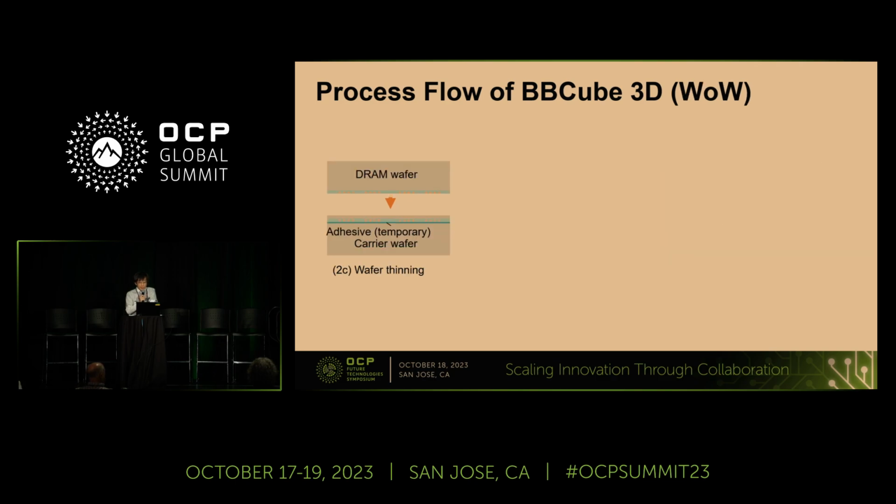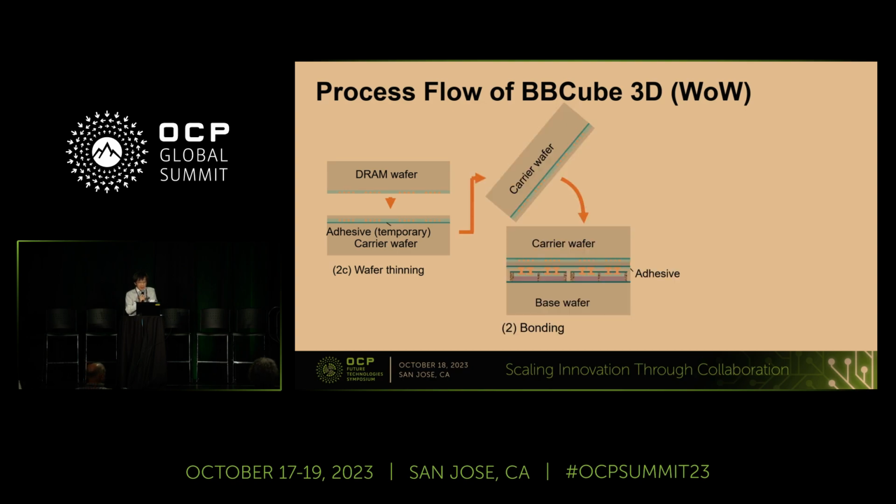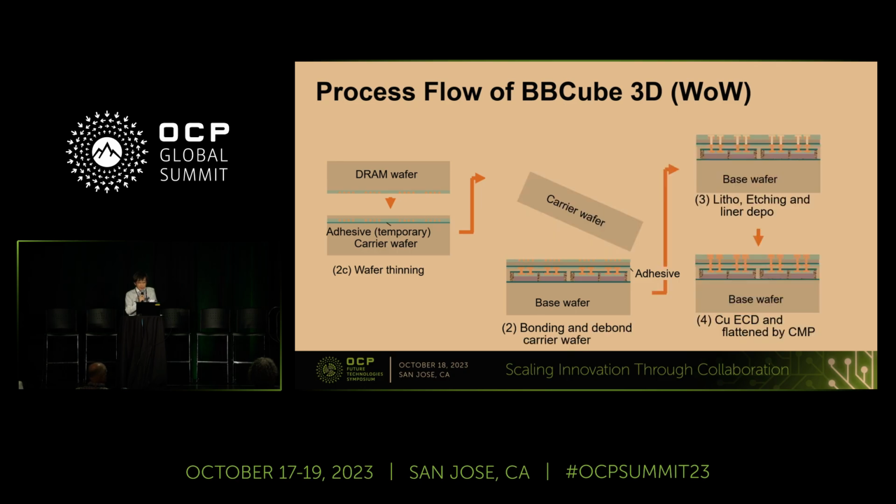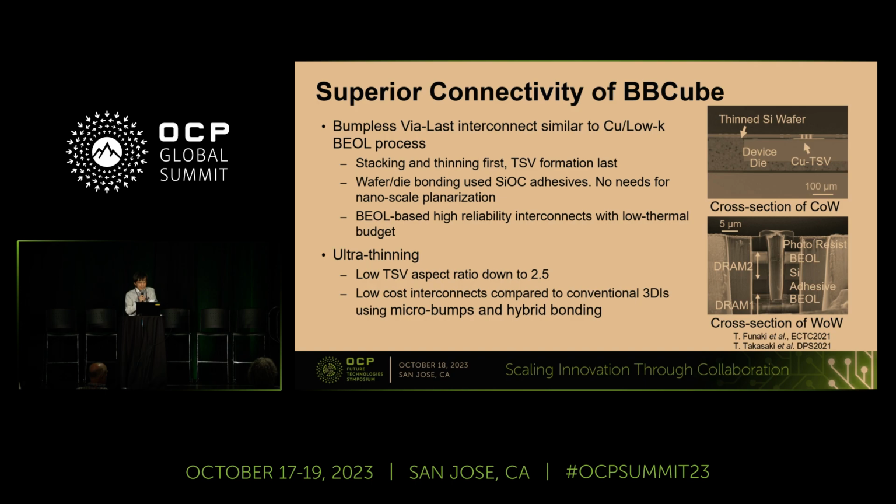DRAMs are stacked with wafer-on-wafer process. First, a DRAM wafer is bonded onto a carrier wafer and thinned. Next, it is bonded on the other XPU or DRAM wafer, and the carrier wafer is debonded. Then through silicon vias are formed and connected to XPU or DRAM on the lower wafer. We are confirming the wafer and via process. Sample images of the resulting via and wafer structures are shown here.